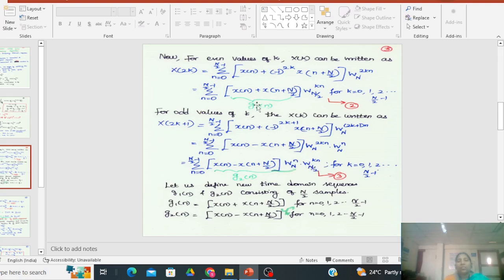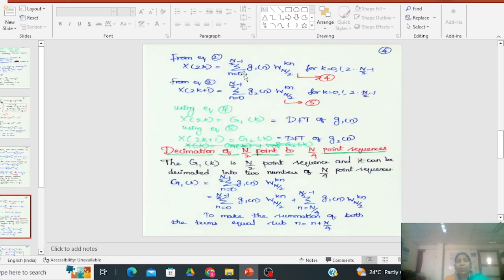Now we have to consider x of n minus x of n plus N/2 as g2 of n. Now we have g1 of n as x of n plus x of n plus N/2 and g2 of n as x of n minus x of n plus N/2, where n varies from 0, 1, etc. up to N/2 minus 1. Now we can write the equation in a simplified form as x of 2k equal to summation n equal to 0 to N/2 minus 1 g1 of n W_N/2 power kn. Let us mark it as equation number 4. Then x of 2k plus 1 as summation n equal to 0 to N/2 minus 1 g2 of n W_N/2 power kn.